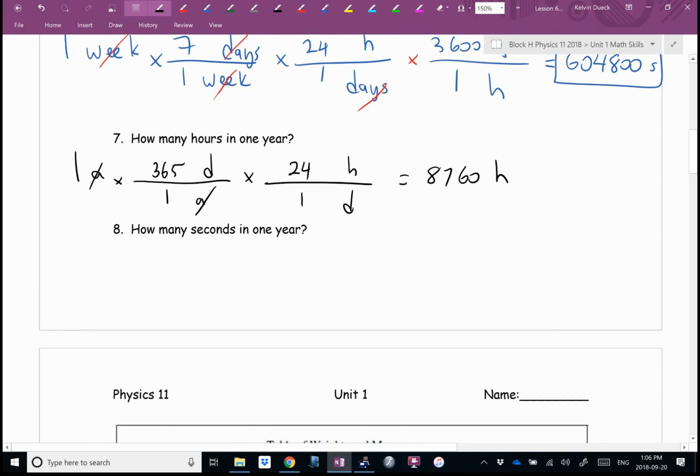How many seconds in a year? Question? I'd be fine with that. 8,760 would be 8.76 times 10 to the third, which is more writing than just writing out 8,760, and I'm naturally lazy. I'll usually pick the shorter way to write it. Usually.